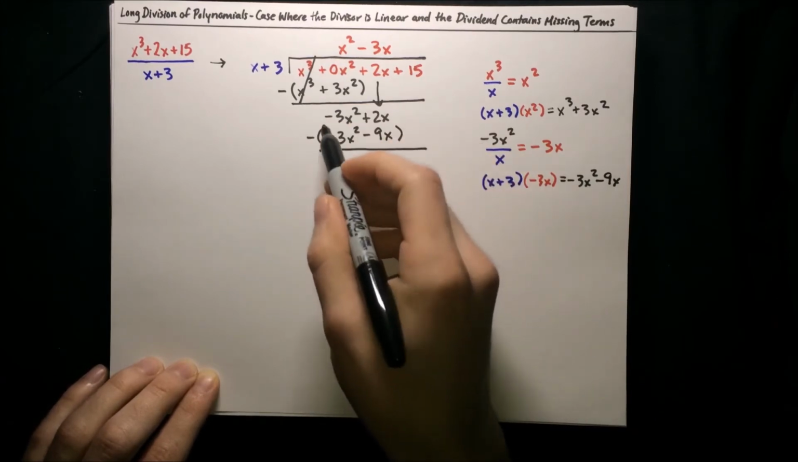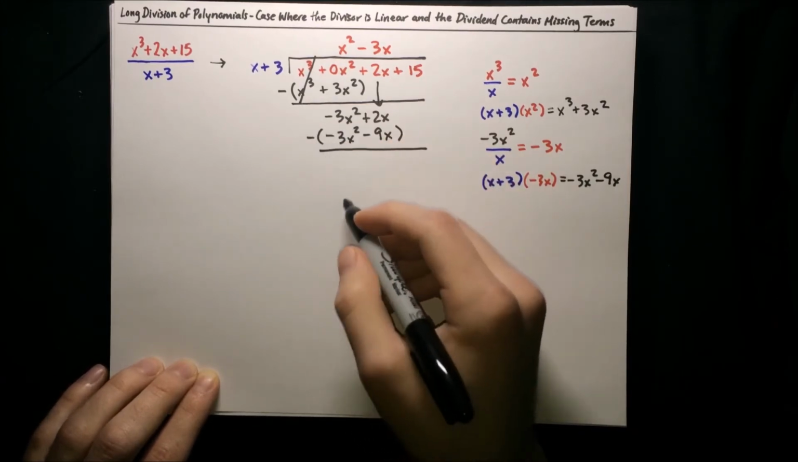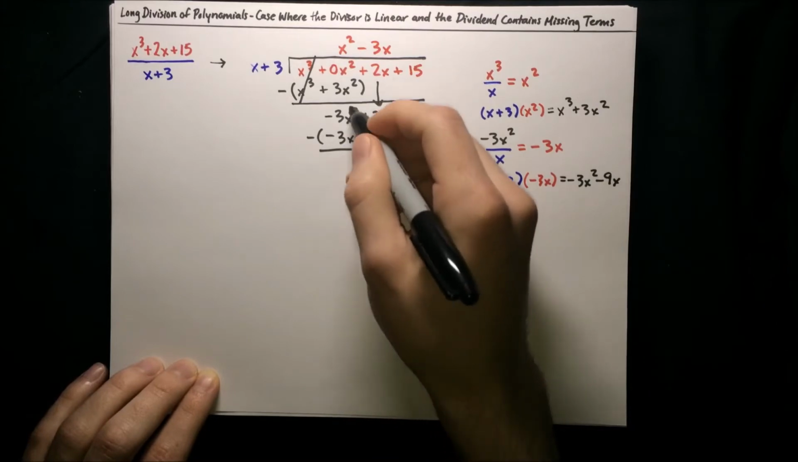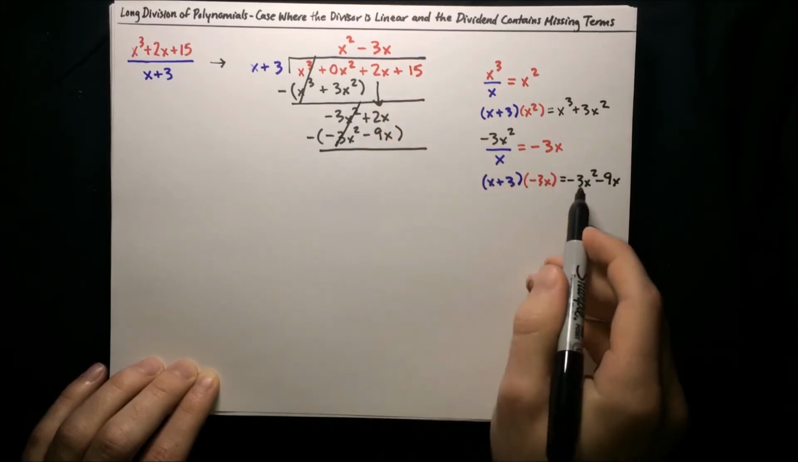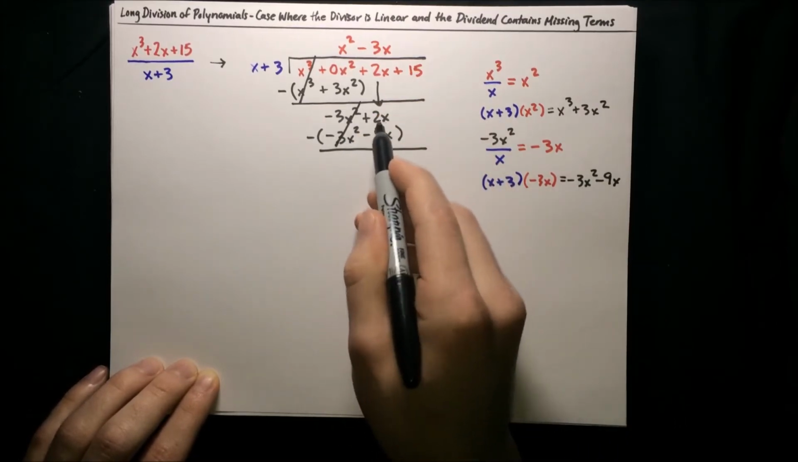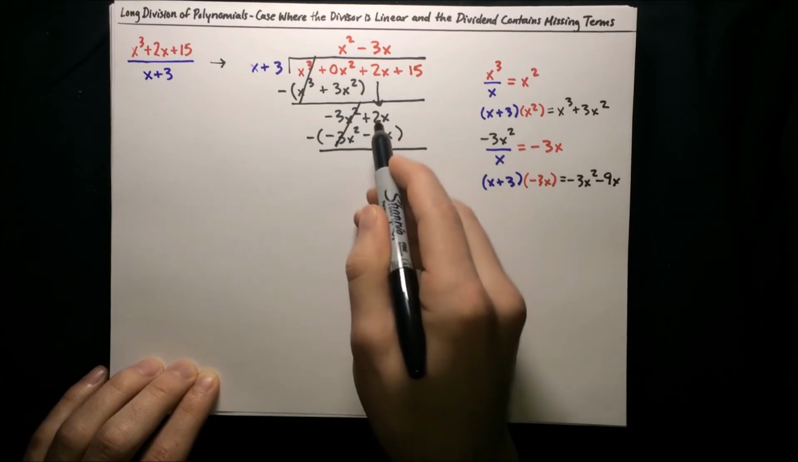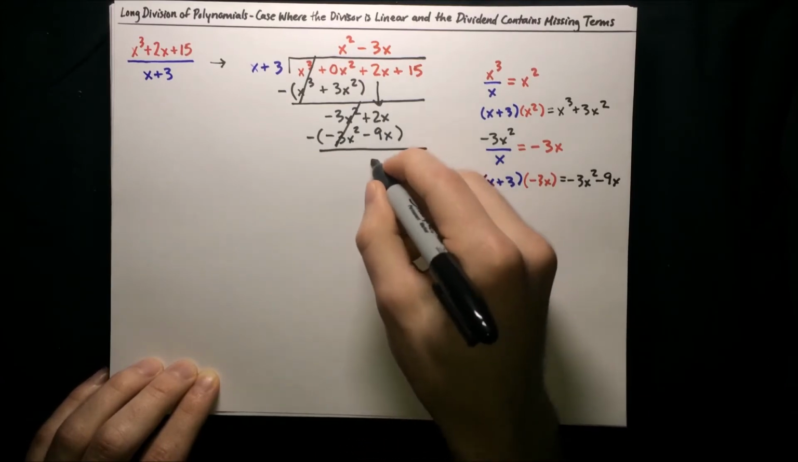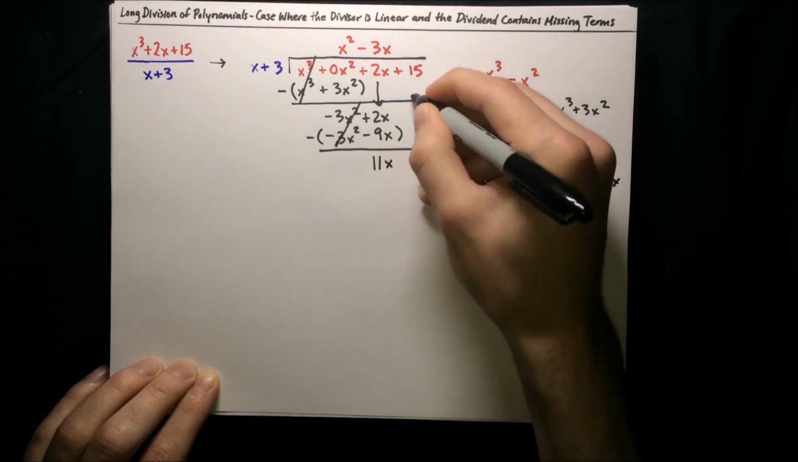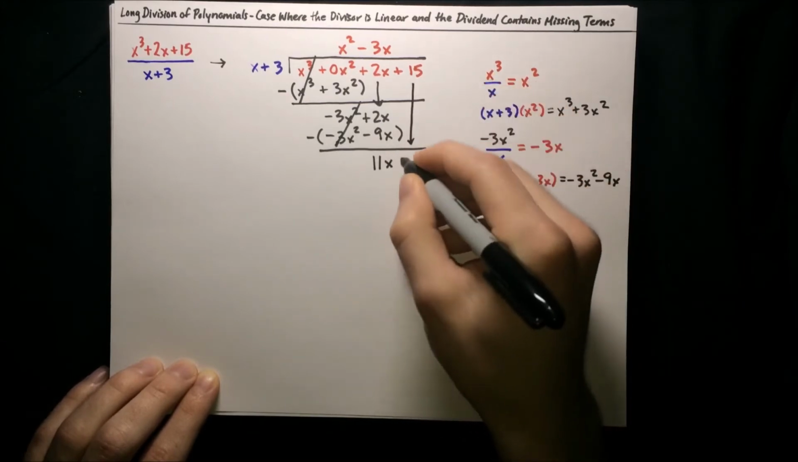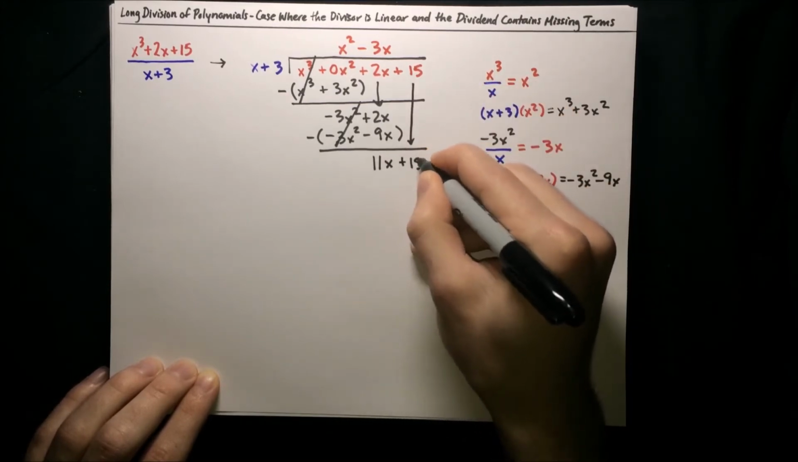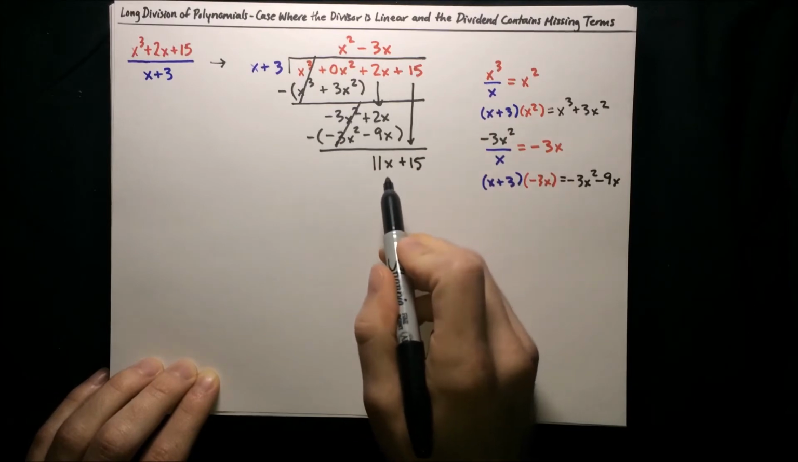Okay, so negative 3x squared minus negative 3x squared, it's like negative 3x squared plus 3x squared, that cancels out, which is good, that's what we wanted. And then 2x minus negative 9x is like 2x plus 9x, so just 11x. And lastly, we bring down our constant, plus 15, and we have to do one more iteration.